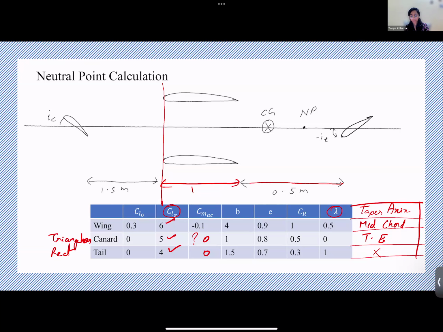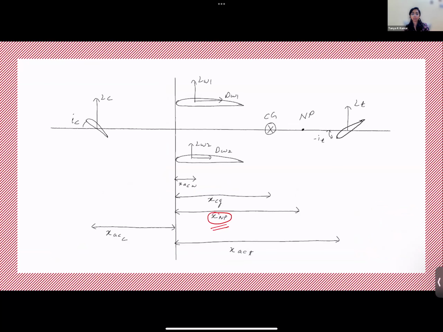We've been at it for quite a while now. Okay, so here there are 4 aerodynamic structures: one is the canard, 2 wings, and a tail. We began with finding the formula for x bar and xnp. We find the formula for xnp and then we put in numerical values to get the exact value.